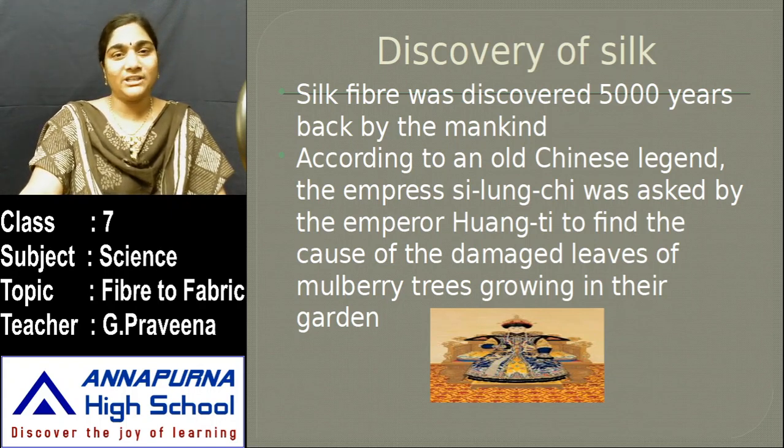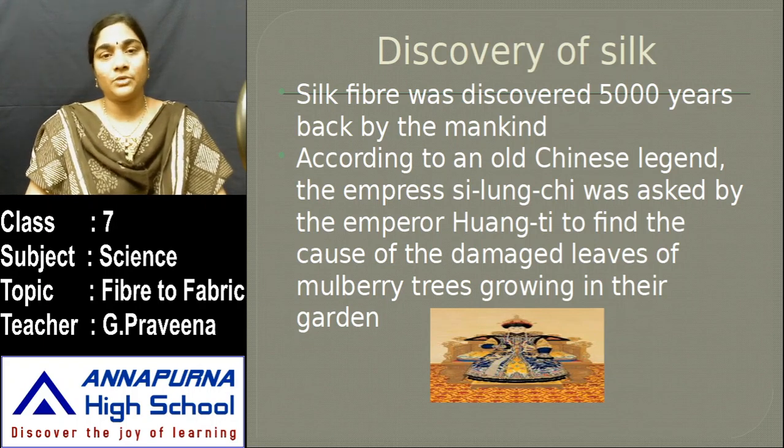Now let us see how silk was discovered. Silk fiber was discovered 5000 years back by mankind. According to an old Chinese legend, the Empress Si Langchi was asked by the Emperor Huang Ti to find out the cause for the damaged leaves of mulberry trees growing in their garden. The emperor Huang Ti had a few mulberry trees in his garden, and he found that the leaves were getting damaged. So he asked the Empress to find out the reason.